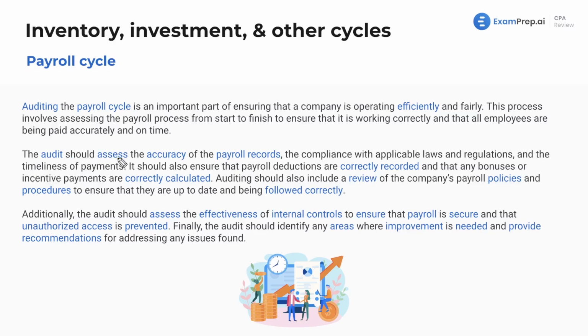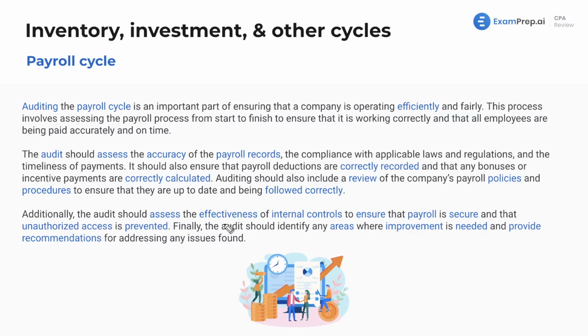Now, this audit should assess the accuracy of the payroll records, compliance with applicable laws and regulations. We'll see, obviously, withholding, FICA, Medicare, Medicaid, all that. The timeliness of payments. It should also ensure that payroll deductions are correctly reported and that any bonuses or incentive payments are correctly calculated. Got all different ways to compensate people, so making sure we're accounting for that properly. Auditing should also include a review of the company's payroll policies, procedures to ensure that they are up to date and being followed correctly. Pretty straightforward, just giving ourselves a nice background on what we're thinking about as we're looking through all of these procedures.